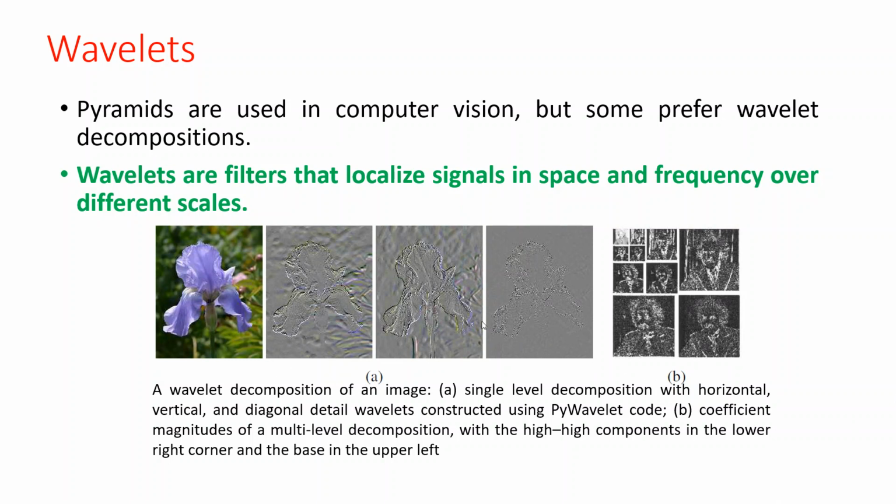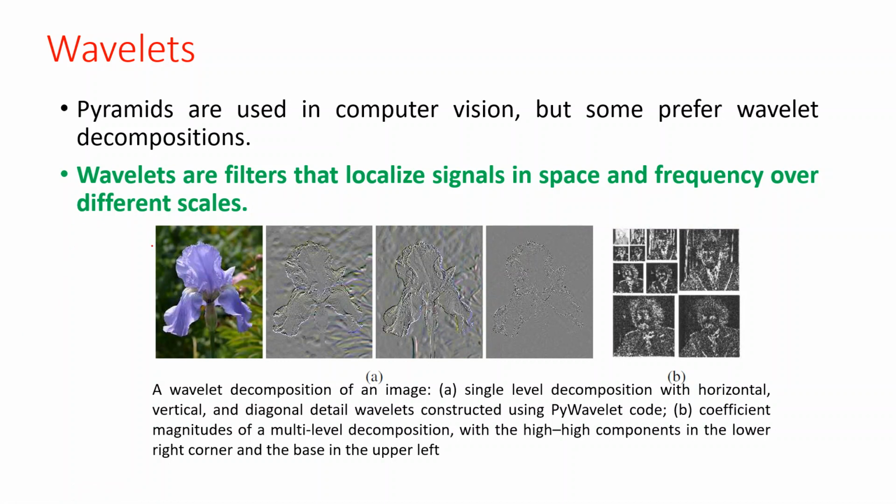So the first image is split into four parts: low low, high low, low high, and high high. So these are the single level decomposition. LL means low pass in both horizontal and vertical direction. HL is high pass in horizontal and low pass in vertical. LH means low pass in horizontal and high pass in vertical. And HH means high pass in horizontal and vertical also high pass.